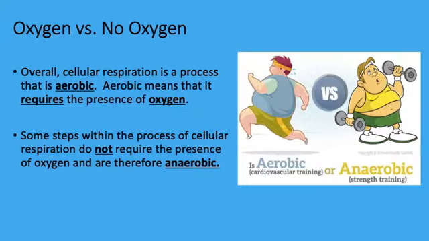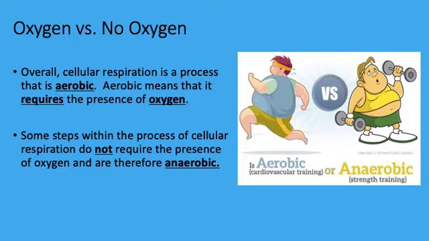So there's something important we have to know when we start talking about cellular respiration. We have to know what it's called if we have oxygen, and what it's called if we don't have oxygen. Overall, cellular respiration is an aerobic process, we say. And aerobic means that something requires the presence of oxygen, meaning you have to have oxygen there in order for it to function, in order for it to make the products that you want. Some steps, however, within the process of cellular respiration do not require the presence of oxygen, and we call that part anaerobic, which means without oxygen.